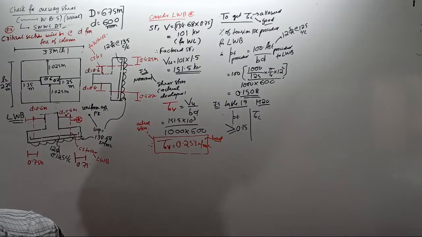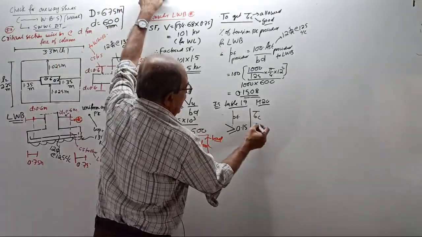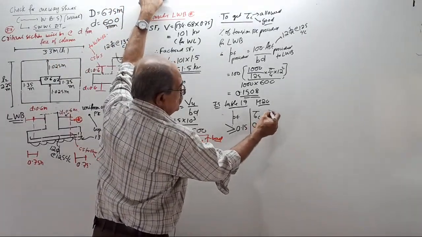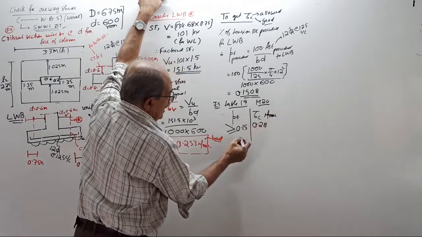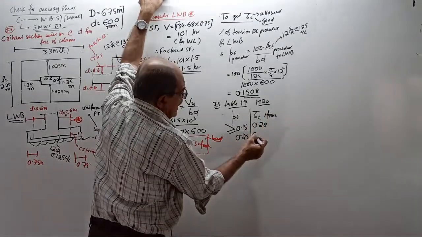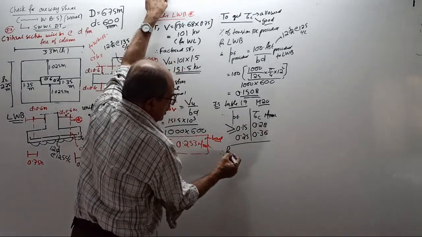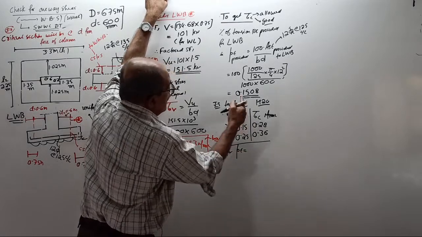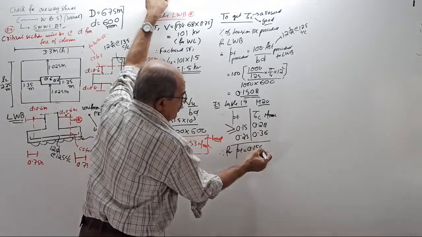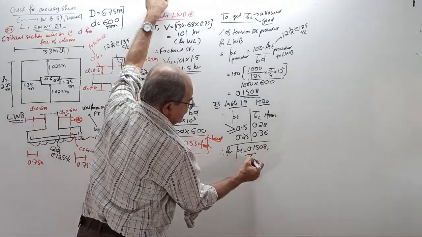IS code table 19, M20: 0.28. 0.28 what unit? Newton per mm square. Okay. Whereas if it is 0.25, I will tell you, 0.36, I know. Therefore, for PT equal to, what is the answer? 0.1508. Tell what is tau C.